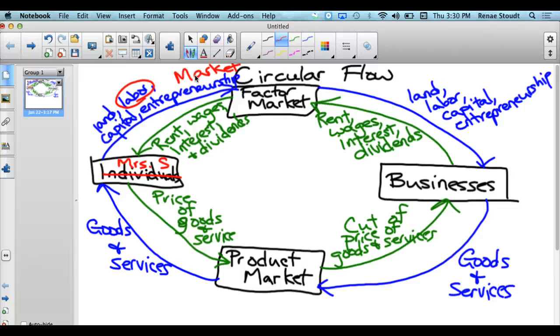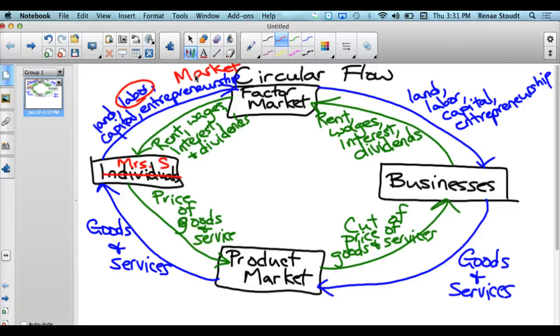So I have labor. This could be, for example, a website that lists jobs that were available. It could include the classified section of the newspaper. It could include monster.com, for example. If I had land to sell, think about this: how would I get connected with a business that would buy the land that I'm selling? Maybe a realtor. Or if I had capital, extra money lying around that I wanted to invest in a company, maybe I would use a financial planner to find which companies would be best suited for my money. Those would all be factor markets.